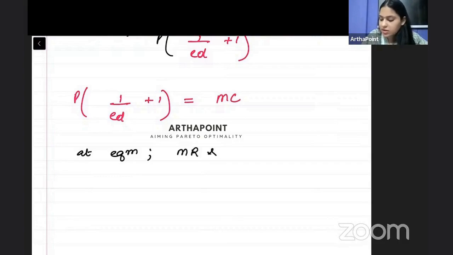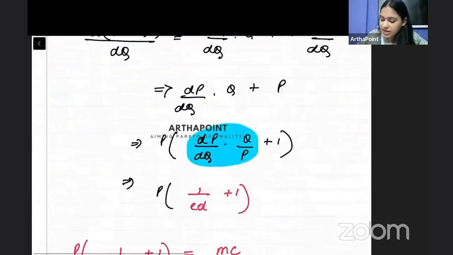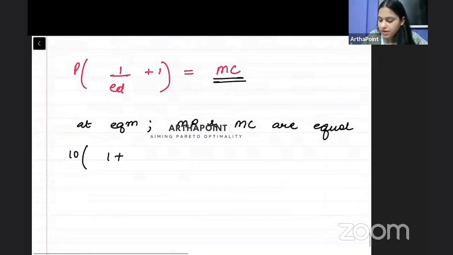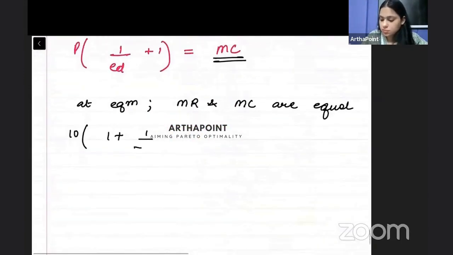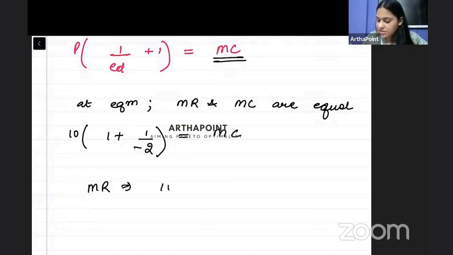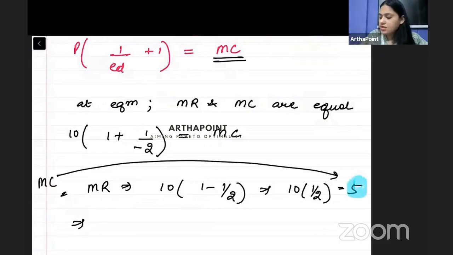At equilibrium, MR and MC are equal. तो MC की जगह पे I can plug in MR. So I will get price is given to me as 10, 1 plus elasticity is given to me as -2, equal to MC. So marginal cost will come as 10, 1 minus half, that means 10 into half, that means 5. So MR and MC will be 5. This will be my answer. That MR and MC will be 5.